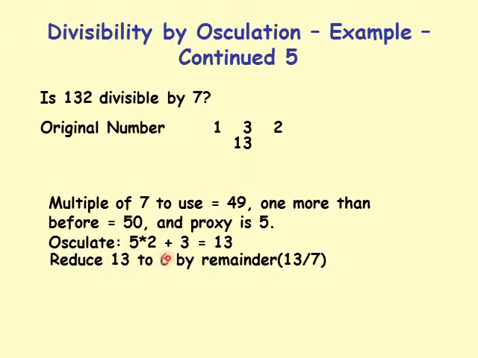I'm going to reduce the 13 to 6 by taking the remainder of 13 divided by 7. Or I'm going to subtract multiples of 7 from 13 and get a 6 here. Okay, let's continue here. So we got a smaller number, 6.